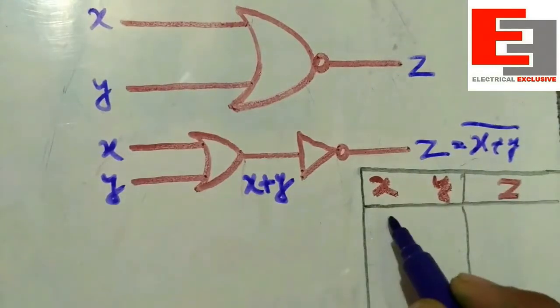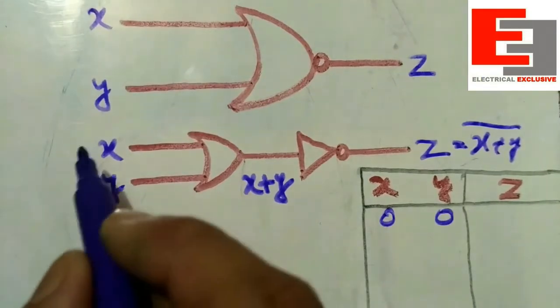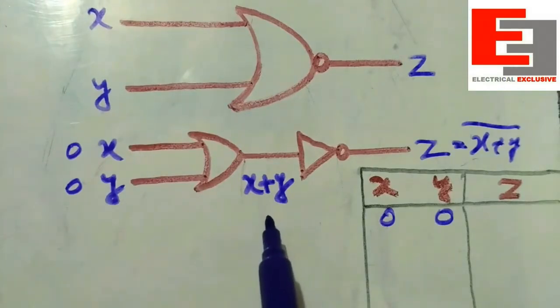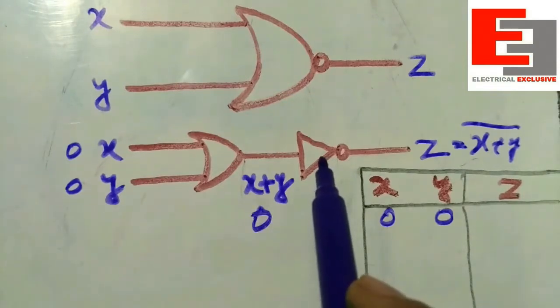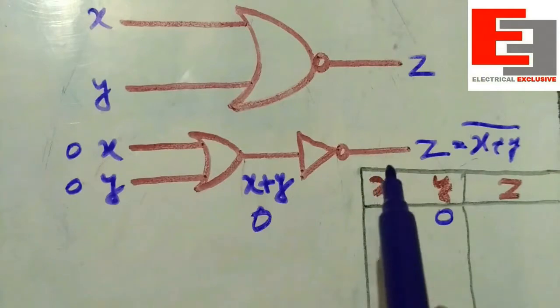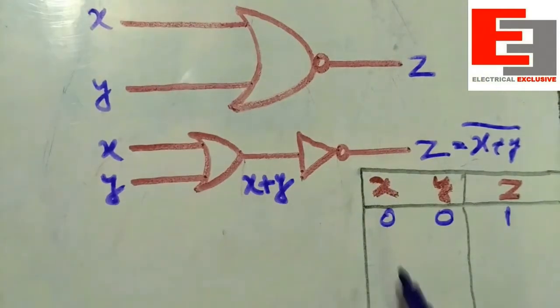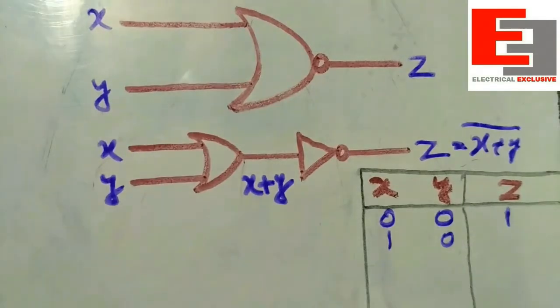When both X and Y are 0, now come to the equivalent model. X is 0, Y is 0. That's why at this point the signal will be X plus Y, which is 0. And this 0 will be inverted by this NOT gate and it becomes 1. So output is 1.